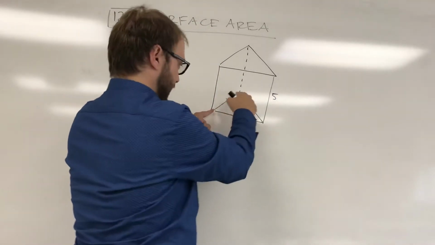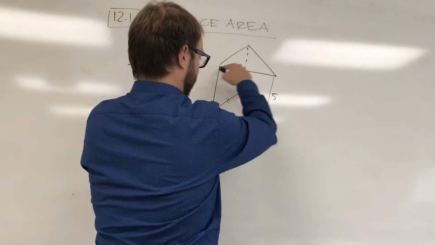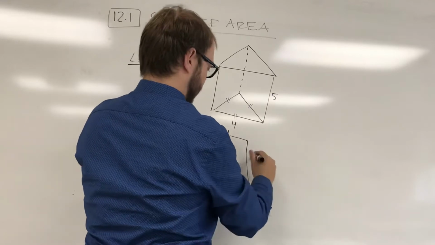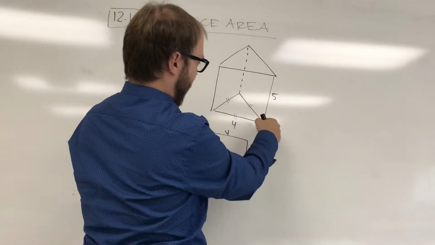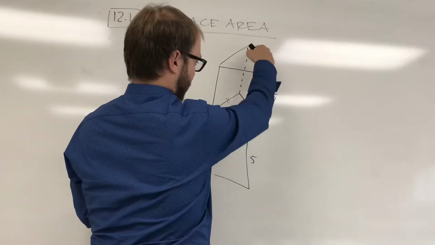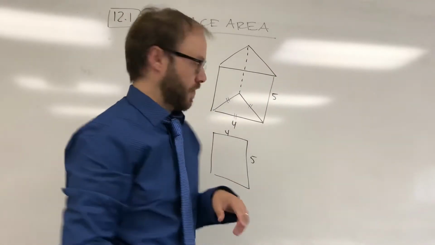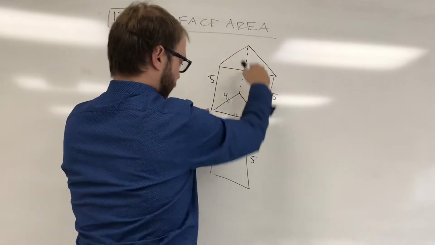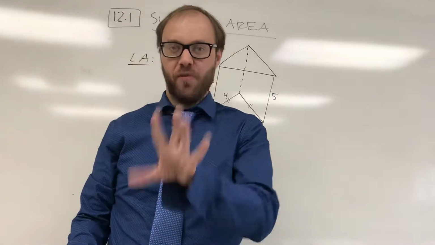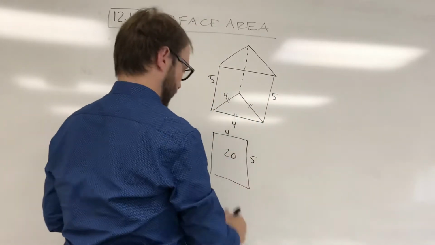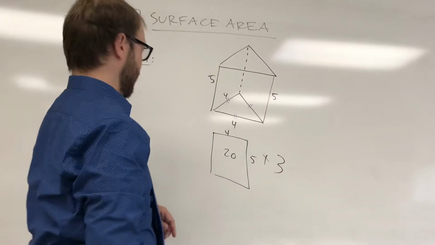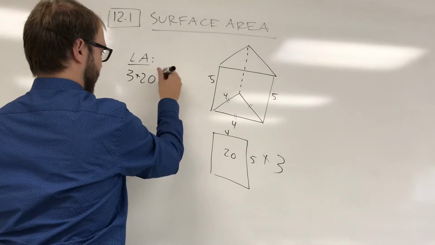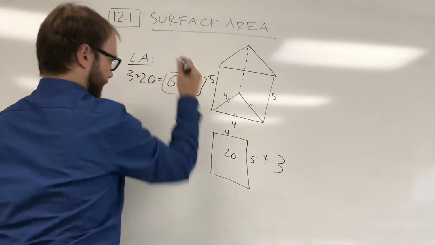Now, the base here is an equilateral triangle. So this front rectangle is a 4 by 5 rectangle, okay? It's got a width of 4, it's got a height of 5. That side rectangle there, which is one of the other sides, is also a 4 by 5, and this side rectangle here is also going to be a 4 by 5. So we have 3 4 by 5 rectangles, okay? Because we have 3 of these, we can take 3 times 20, and we can find out that the lateral area is equal to 60 square units, all right?